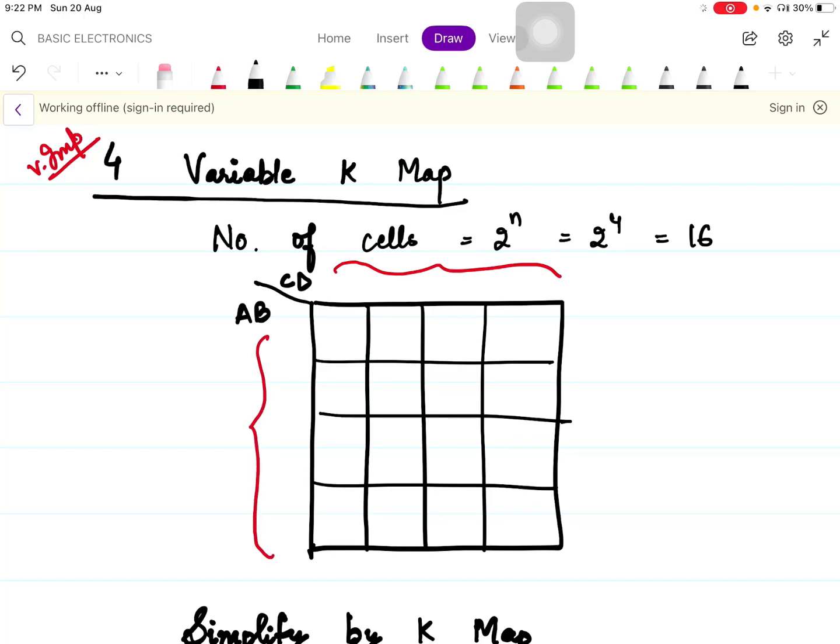Let us allot them the values as we did in the 3 variable K-map. So it was 00, 01, 11, 10, and similar will be the case over here like this. Okay. Now let's number the cells.